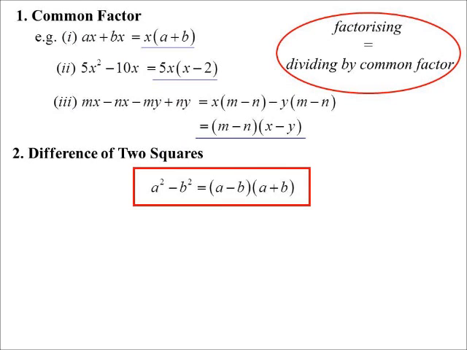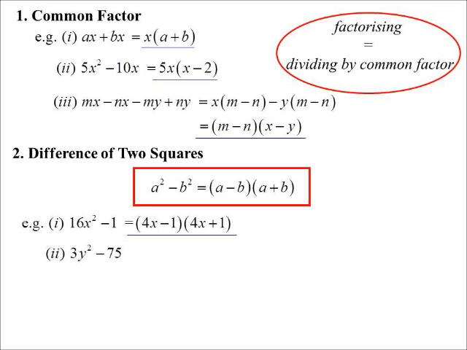Okay, difference of two squares. It's just the reverse of what we saw before. Obviously, if we expand out a minus b, a plus b, we get a squared minus b squared. So if I want to factorise a squared minus b squared, I must go back to a minus b, a plus b. So 16x squared minus 1: obviously, the first one is 4x all squared, and 1 is 1 squared. So 4x minus 1, 4x plus 1.